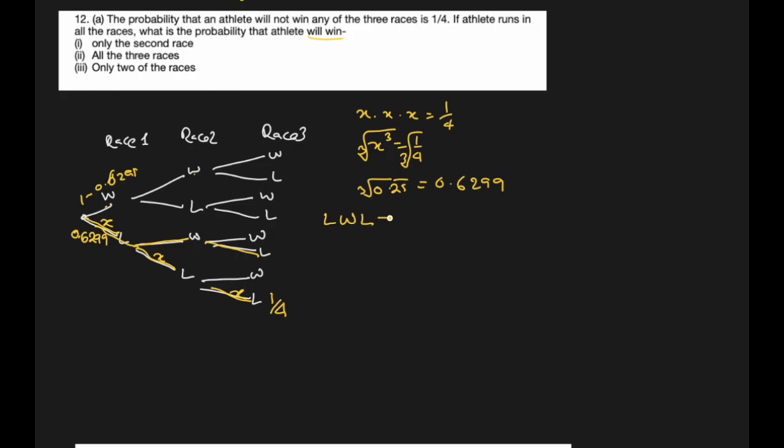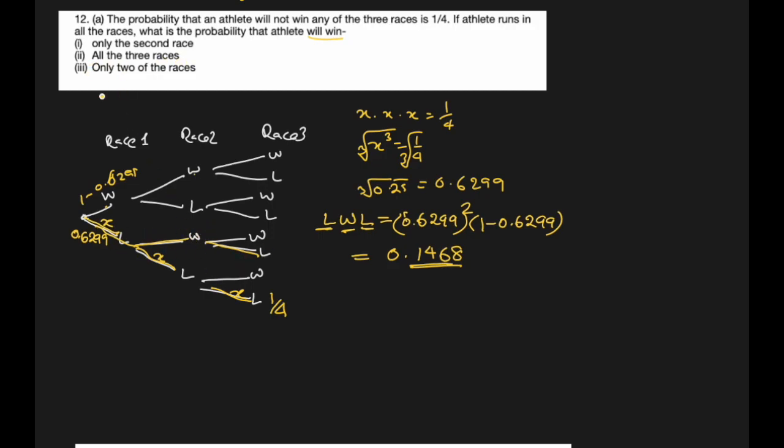So we will just multiply the probabilities here. 0.6299, we can write square. Why? Lose and lose, they will multiply, they become square, and there is one win in this, which is 0.6299. Okay, let's see how much this is. It comes out to be 0.1468. This is the probability that he will win only the middle, second race, and lose the other two.